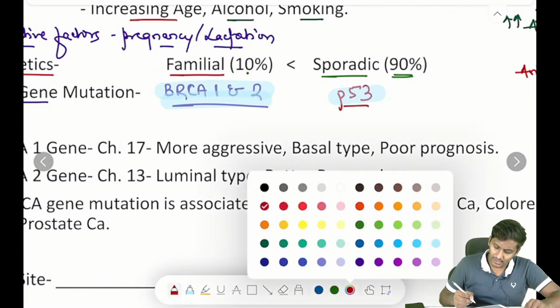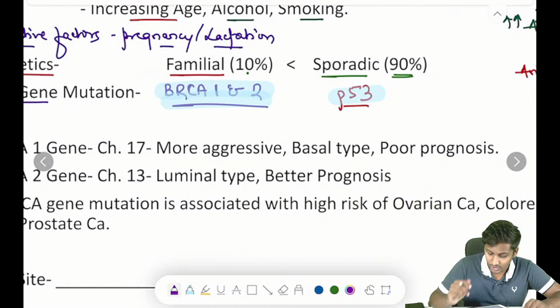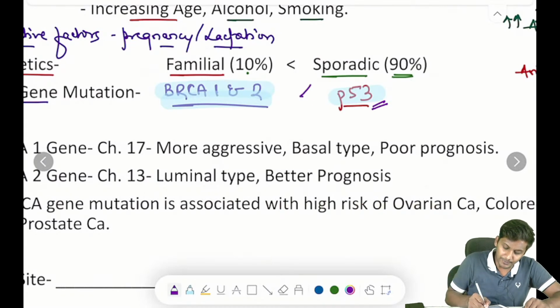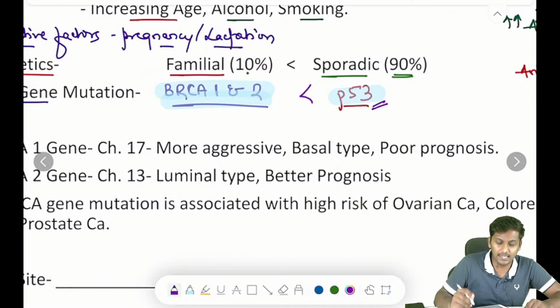ठीक है? So याद रख लो, in a sporadic breast cancer, the most common gene mutation which will be seen is a P53 gene mutation that you have to be aware of. तो अब अगर question पूछा जाता है, which is the most common gene mutation in breast cancer? Answer is not BRCA1 or BRCA2. Answer is P53, because the basic logic says that majority 90% of the cases of breast cancer are sporadic, and the most common gene mutation in sporadic is P53.